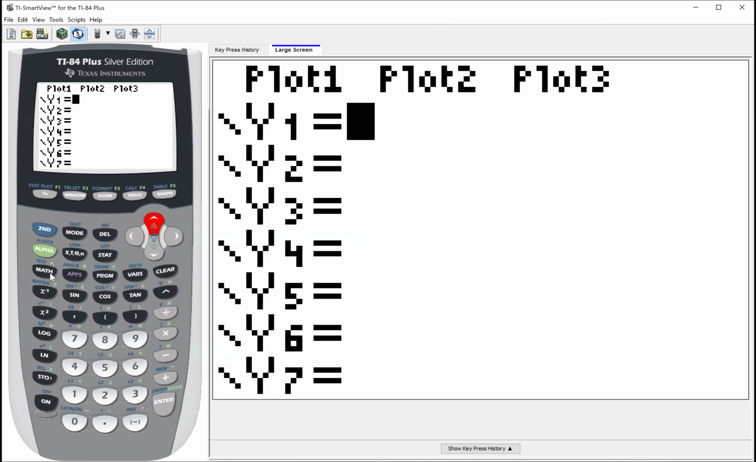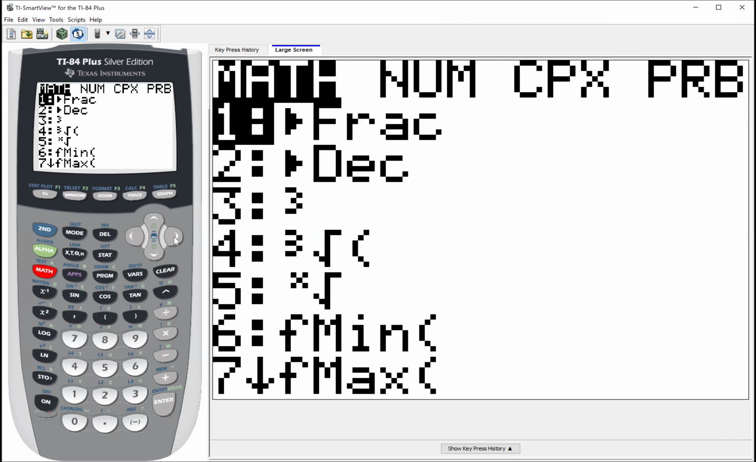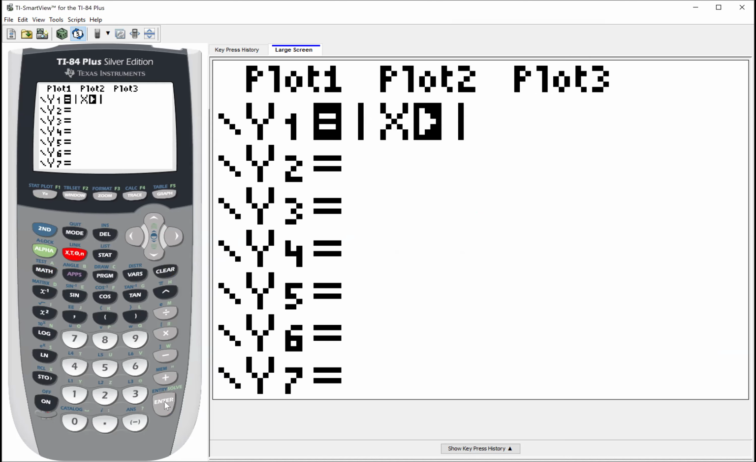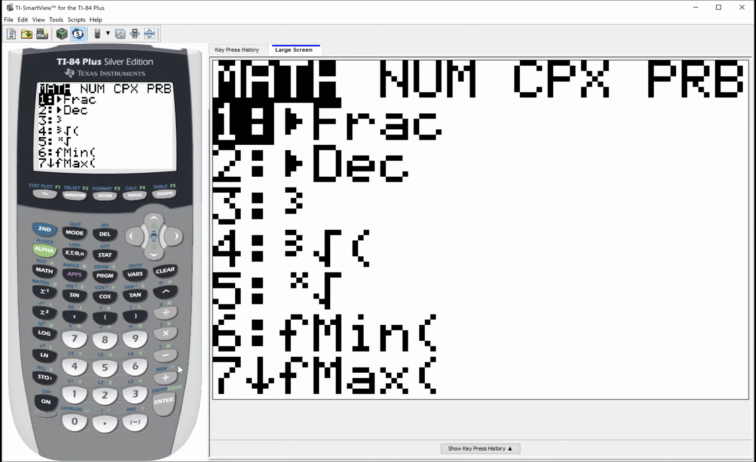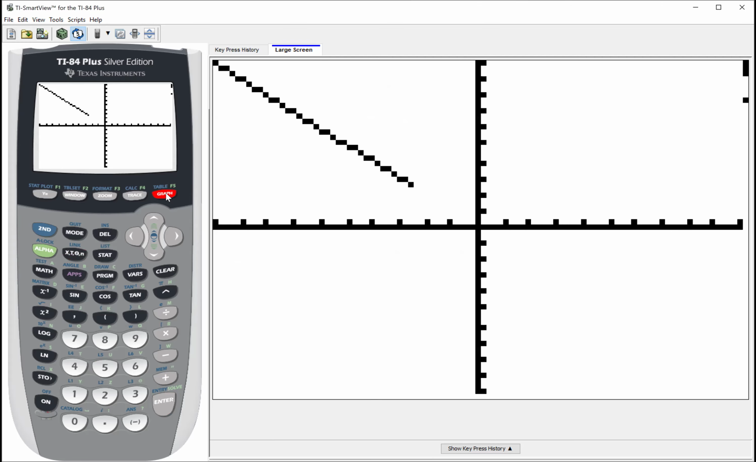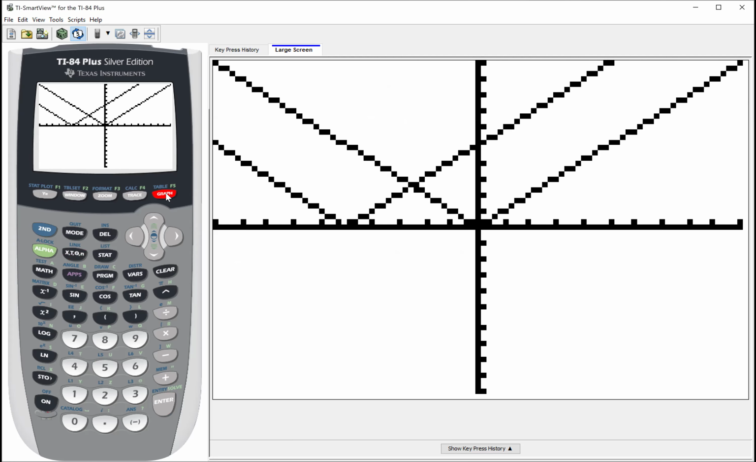So again, math over to number, that's how we're going to pull up absolute value. So let's plot the absolute value of x. And then now let's plot the absolute value of x plus 5. So here's the absolute value of x. And then we see the absolute value of x plus 5, right? It's the graph of f of x shifted to the left by 5.